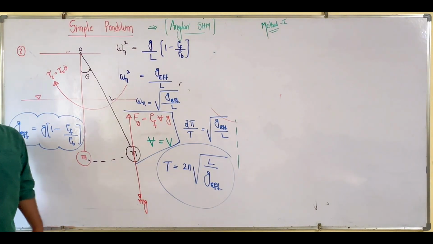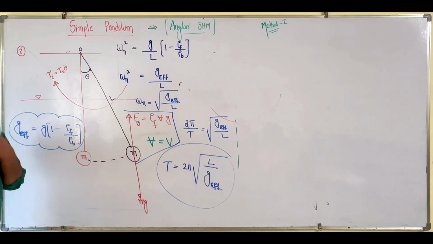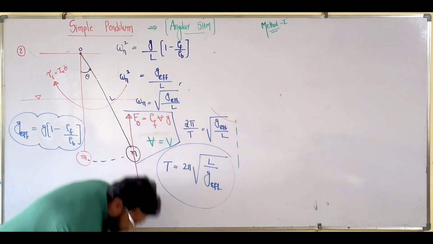How to calculate G effective for 10 cases? Total 10 to 15 cases will come.